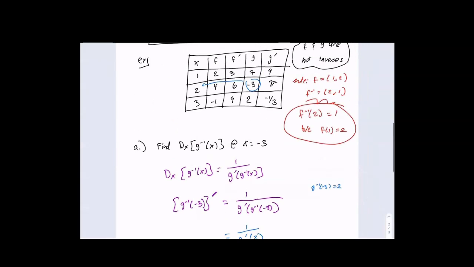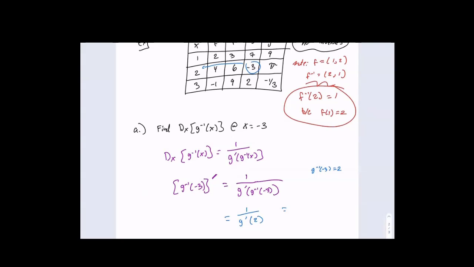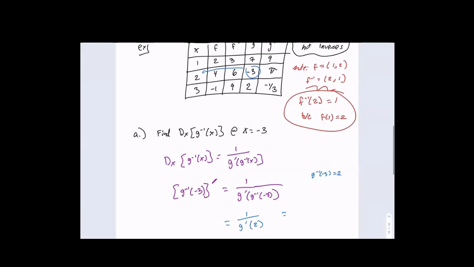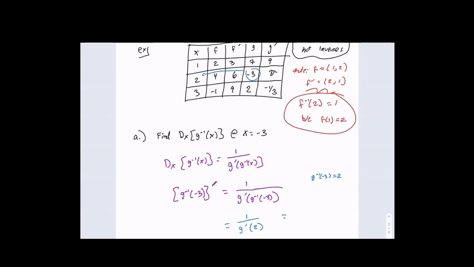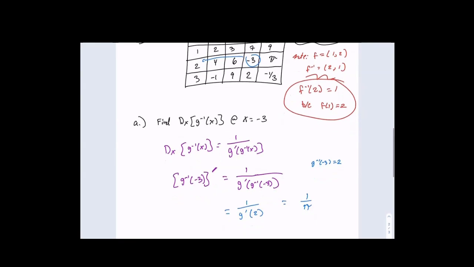So what do I get as my final answer? Would it be 1 over 2 pi? Yeah, it'd be 1 over pi. So g prime of 2 is pi. So I just get 1 over pi. And that's my answer.